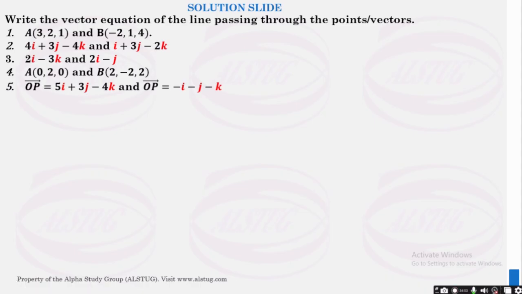For the first one, number 1, we have 2 points, and we can transform those points into vectors. So OA will be 3i plus 2j plus k, and OB will be negative 2i plus j plus 4k. If this is what we have, of course, our direction vector will be AB.